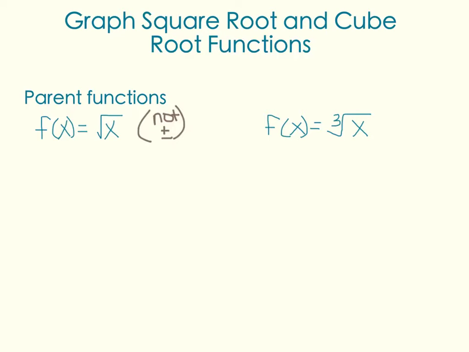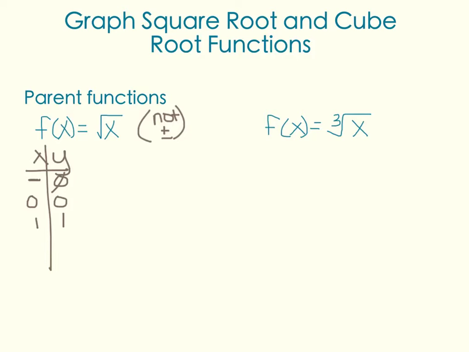So when we graph y equals the square root of x, and it's not plus or minus, you can make a table, x and y. We know we can't take the square root of anything negative, so for anything negative, y doesn't exist. If we have 0, the square root of 0 is 0. If x is 1, the square root of 1 is 1.